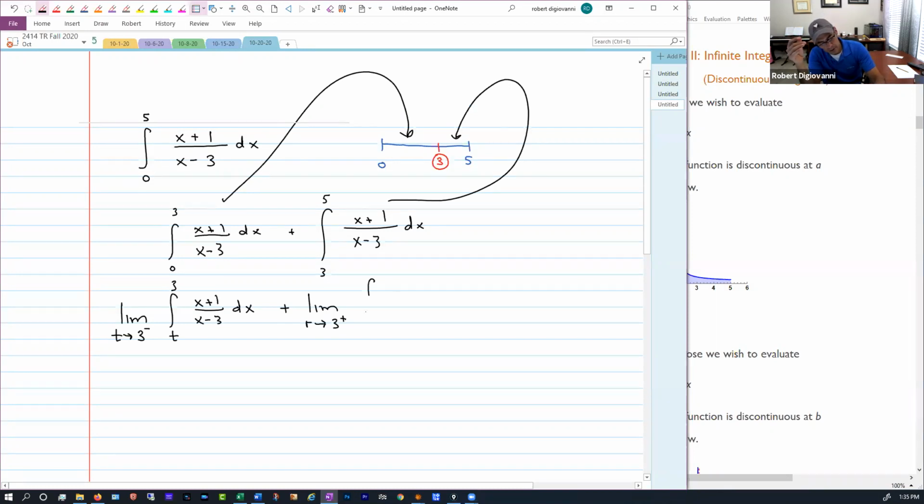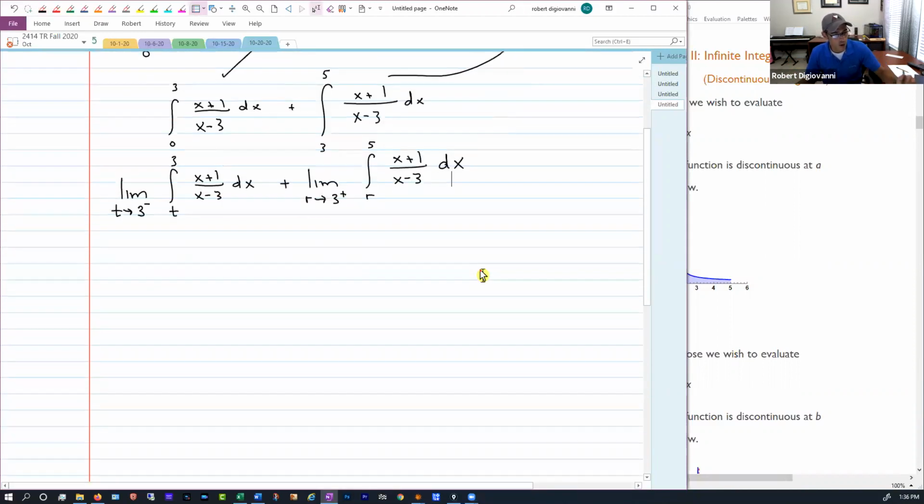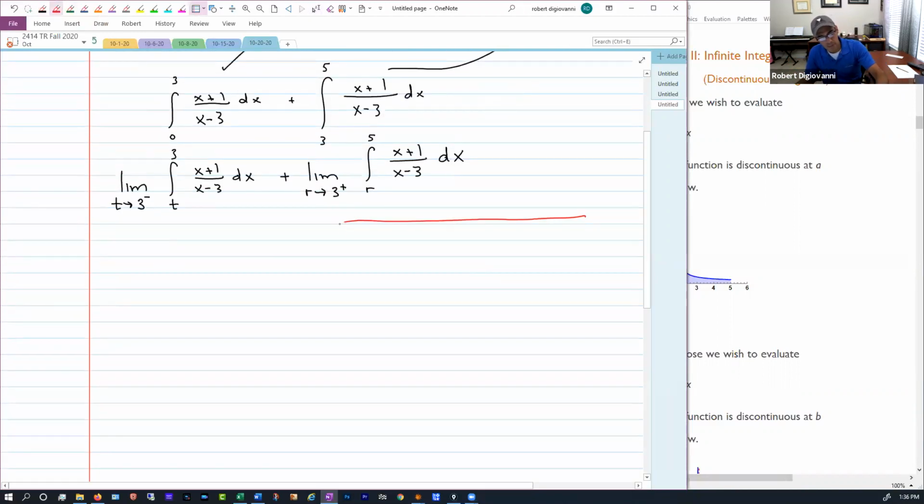And that's going to go, integral r to 5, x plus 1 over x minus 3. And now here's where we see the main difference between these two problems, and that is the antiderivative. The antiderivative of the last one was constant over linear, and so we were able to do it without any work. Here, we have to possibly go to the side and figure out what the antiderivative of this is.